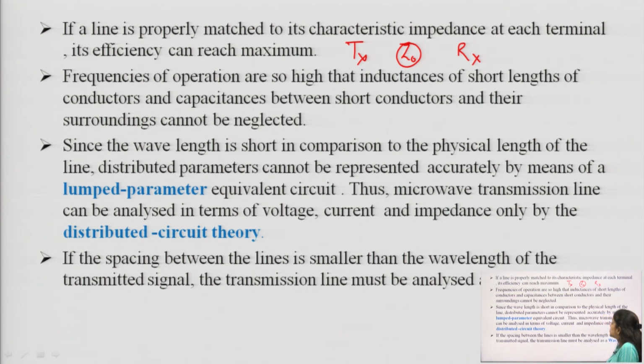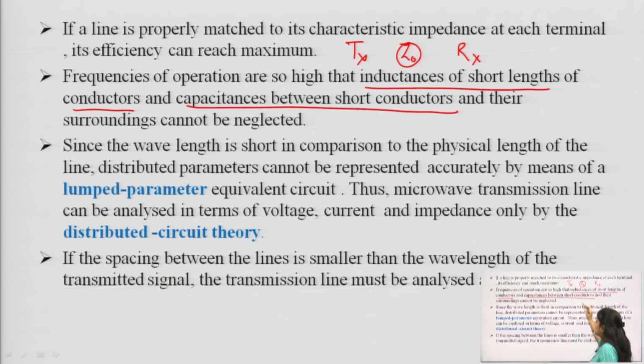The frequency of operation is so high that the inductance of a short length of the conductor and the capacitance between short conductors and their surroundings can be neglected. So, in this section, if the frequencies are very high in the microwave range, the inductance of the short length of the conductors and the capacitance between the short conductors and the surroundings can be neglected, because we know that inductance and capacitance are related to the frequencies.